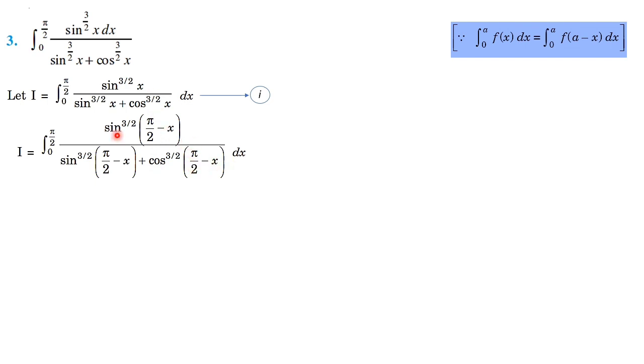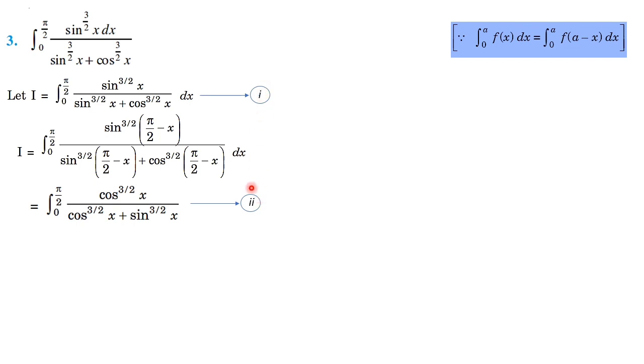As we know, sin(π/2 − x) is cos x. Here sin^(3/2)(π/2 − x) means cos^(3/2) x. Here also the same thing: cos will be changing as sine. So the integral from 0 to π/2, this will be changing as cos, so cos^(3/2) x divided by this changing as cos, that is cos^(3/2) x. This will change as sine, so sin^(3/2) x. Label it as equation number 2.